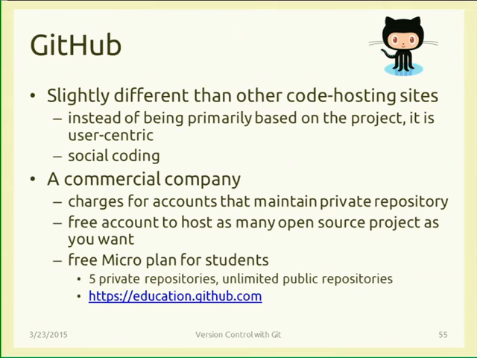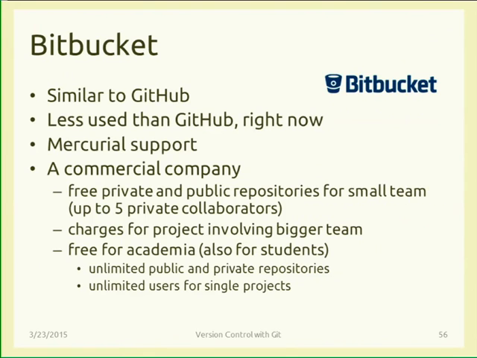Public repositories are seen by everybody in the world. Private repositories can only be accessed by you and the people you selected. For students, they give for free for 2 years, if I remember correctly, a micro plan for students at this address, education.github.com, that consists of unlimited public repositories as the free account and 5 private repositories for 2 years. Bitbucket is similar to GitHub. We will use GitHub here because they donate for this course 50 private repositories for your teamwork.